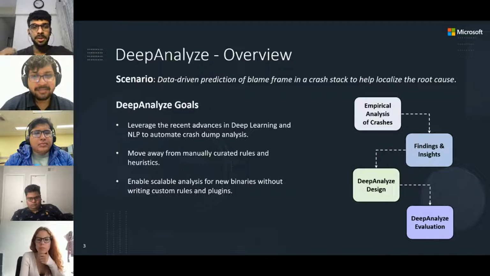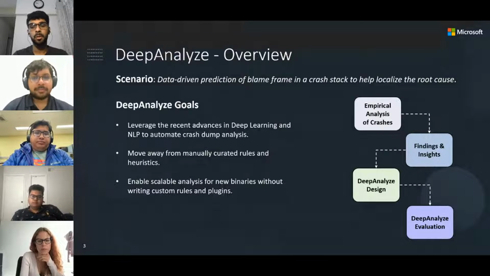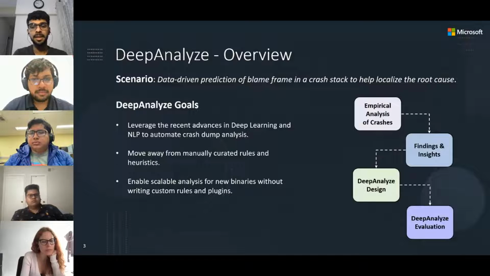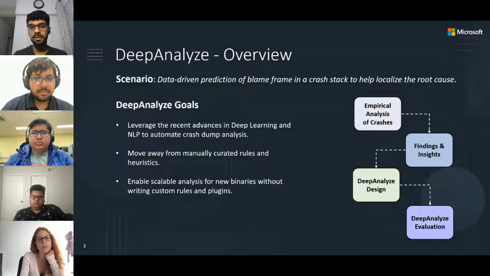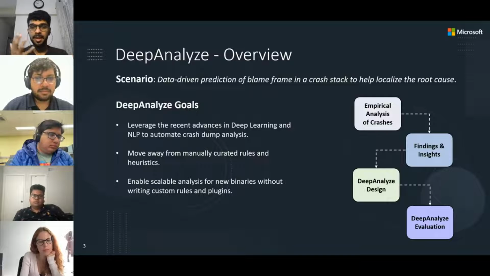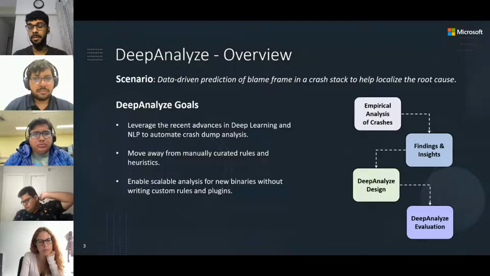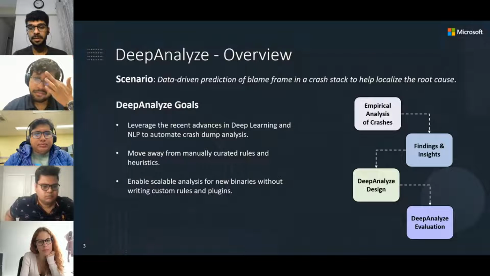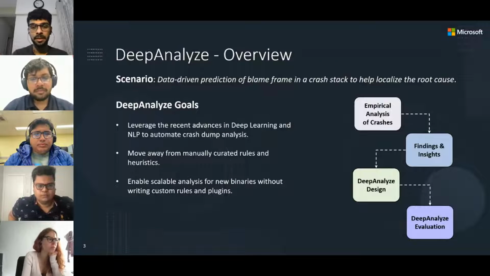There are specific goals we want to keep in mind when we design Deep Analyze. We want to move away from these manually written heuristics and rules, and that would enable us to do analysis for new applications and scenarios with minimal effort and minimal labeled data as well. Over the talk, I will go through our approach, which begins with a large-scale study of crashes. We get insights from this empirical analysis, and those insights guide the design of Deep Analyze. We then build Deep Analyze and evaluate it on real-world crash data.